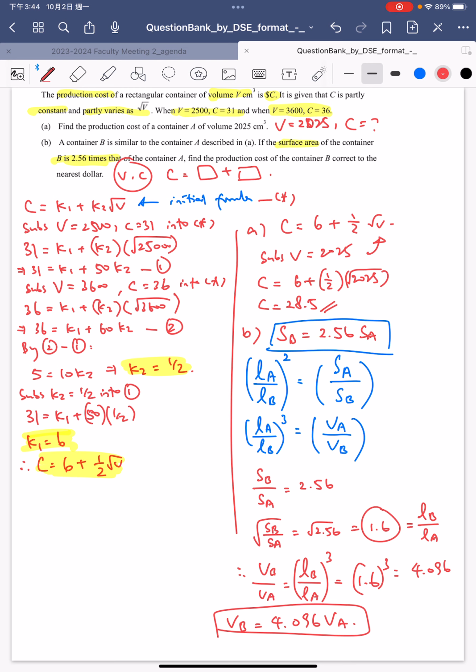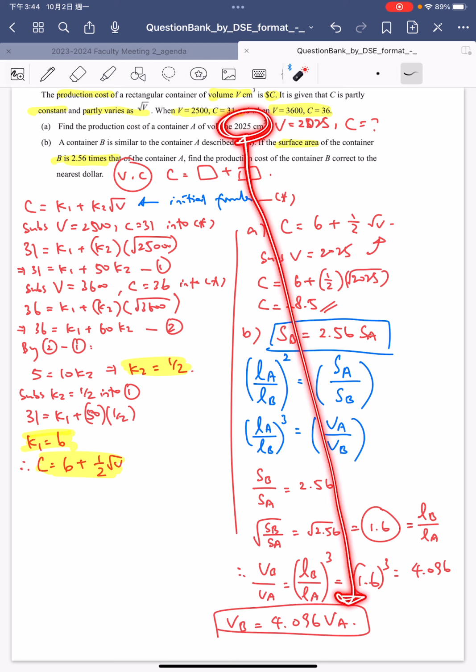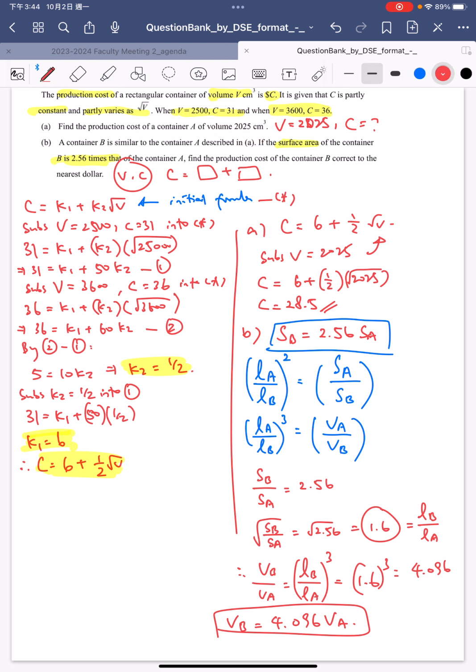So now we have a relationship between the volume of B and the volume of A. As we have container A's volume, we can substitute into here to get the value of volume B. So the volume of B is equal to 4.096 times the volume of A, which is 2025. Then this gives you 8,294.4. So remember this. Then after that, we need to find out the production cost.